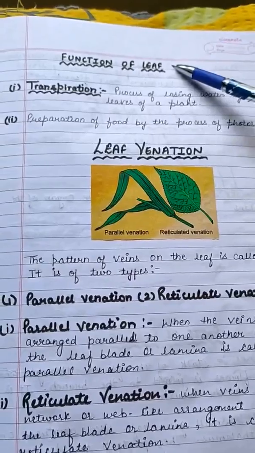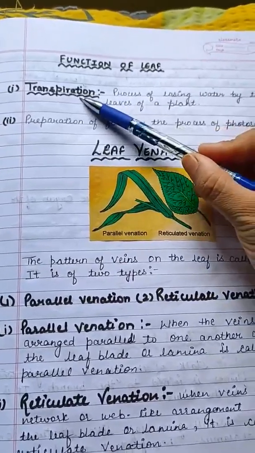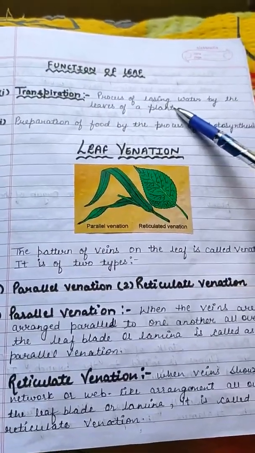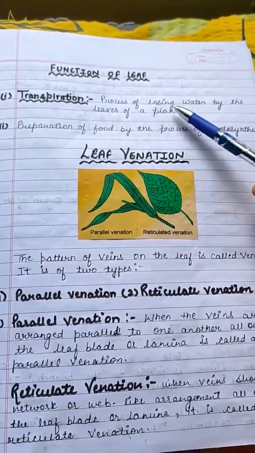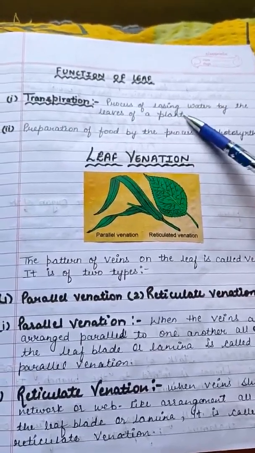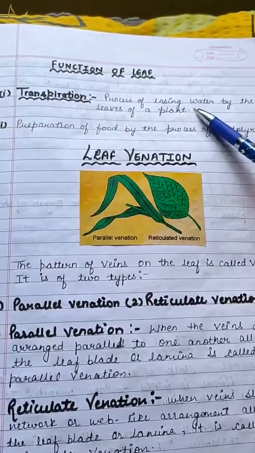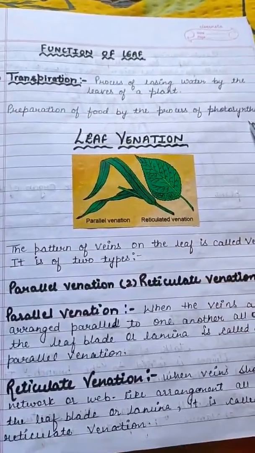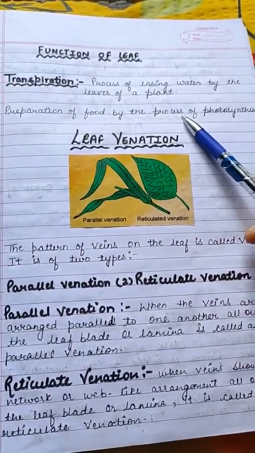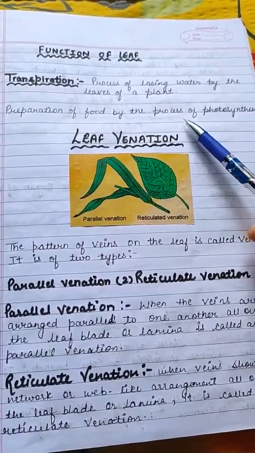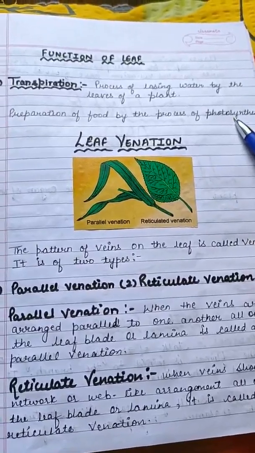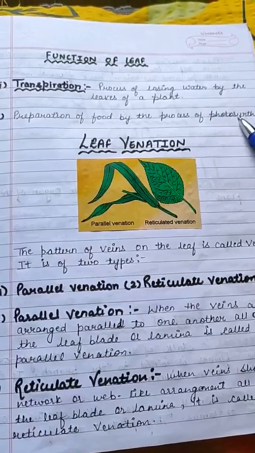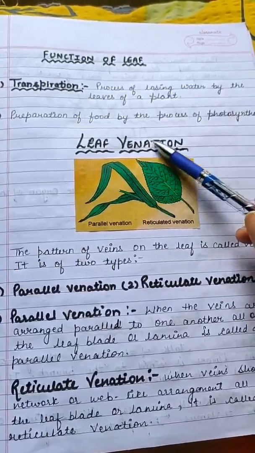Now what are the functions of a leaf? The main function is transpiration, the process of losing water by the leaves of a plant. So transpiration is the process of losing water by the leaves of a plant, and this is the main function of a leaf. Next is preparation of food by the process of photosynthesis. As we all know, food is prepared in the leaves of green plants by the process of photosynthesis with the help of sunlight and chlorophyll. Next is leaf venation.